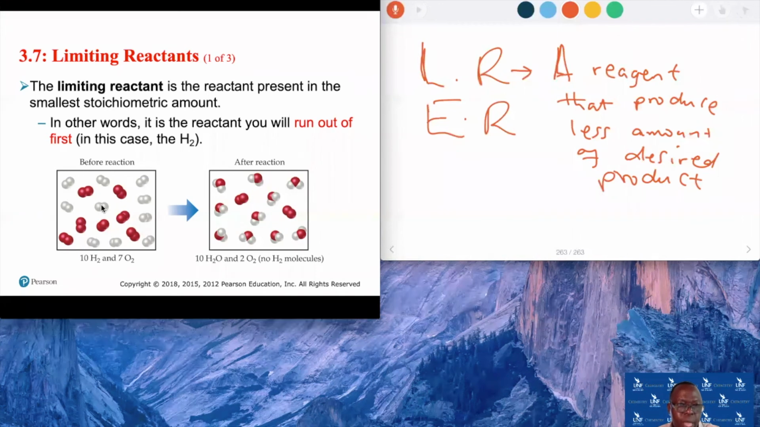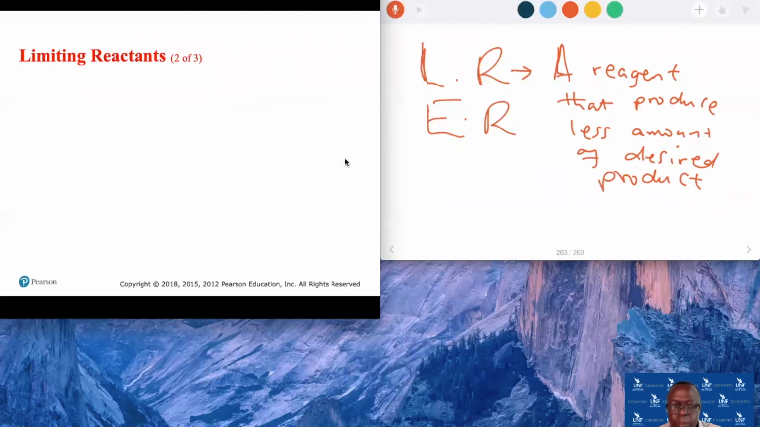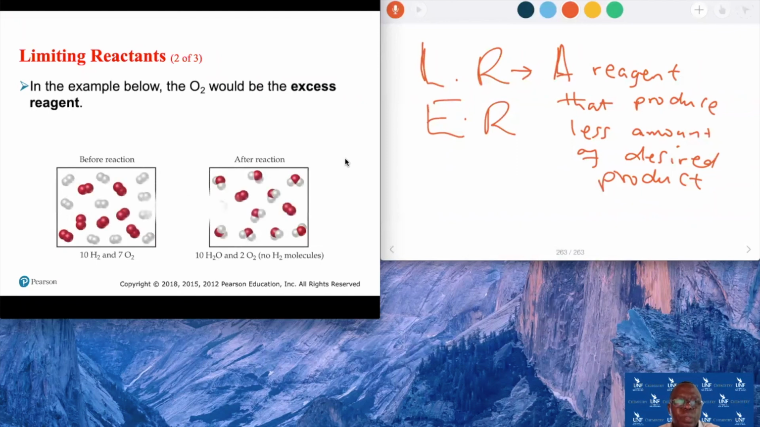The white one here represents hydrogen. I don't see any hydrogen left after the reaction. This is the limiting reagent. It runs out. That's a conceptual problem. It's a concept. So, oxygen.